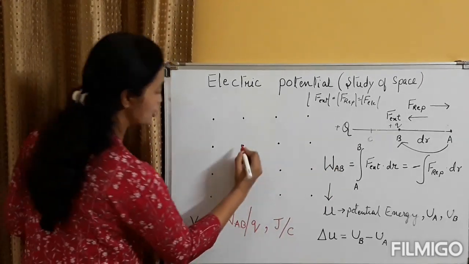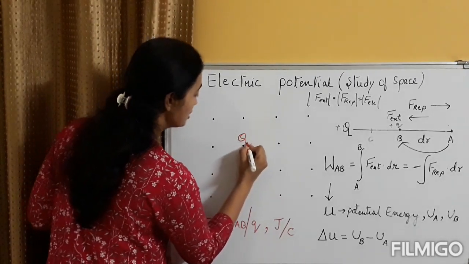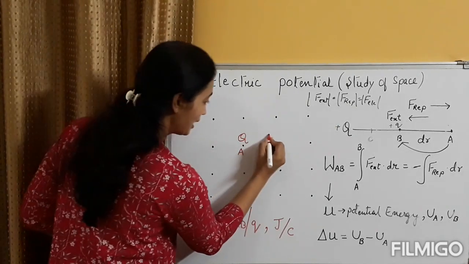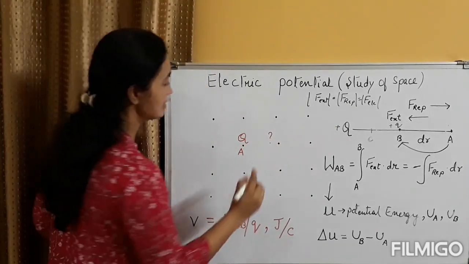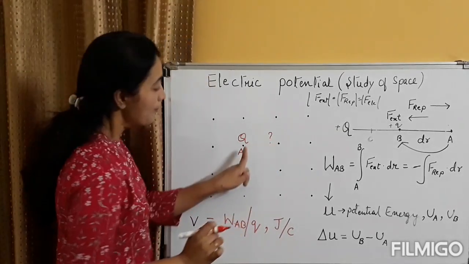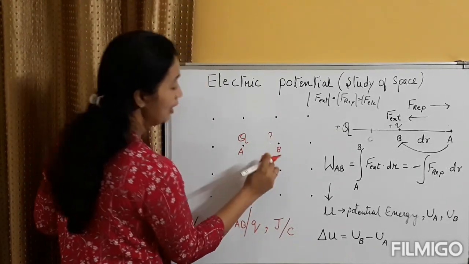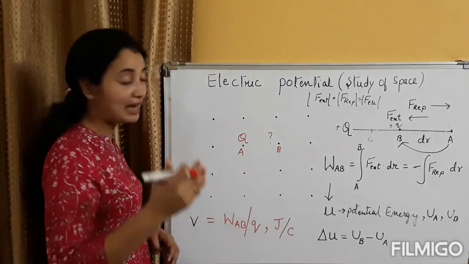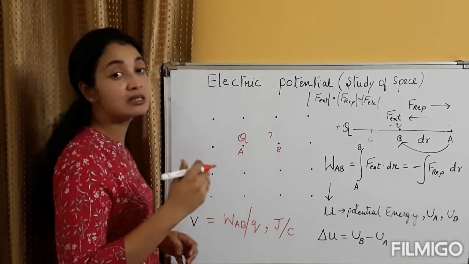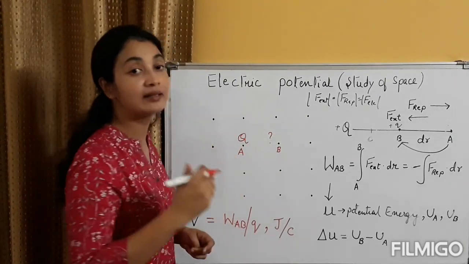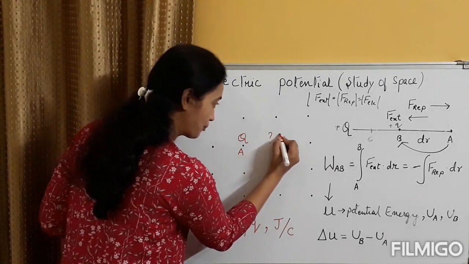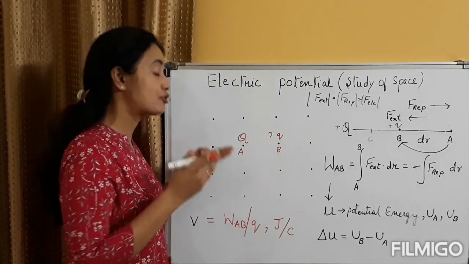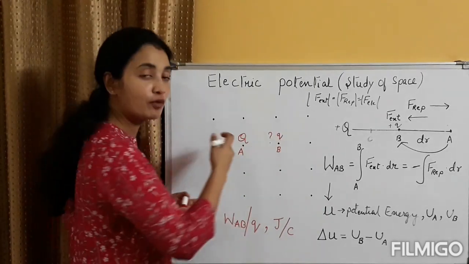Now let us change the situation. If I put a source charge somewhere at the location A here, then will there be any potential here? Yes, there will be some potential. Why? Because at this point B, we will have some electric field, and the electric field will make us understand that any charge kept over here will experience some electric force. That force can be attractive or repulsive depending on the nature of these charges.